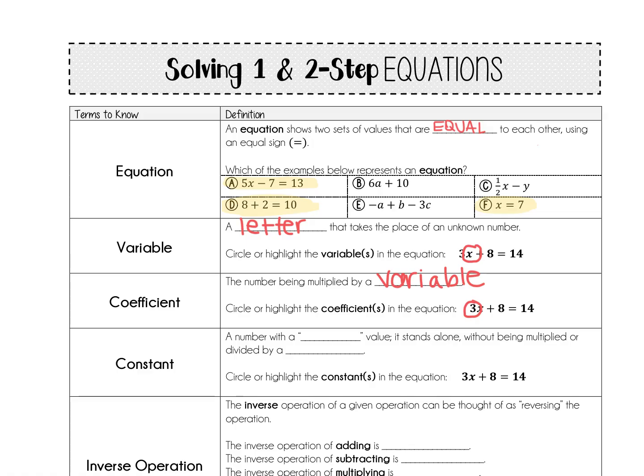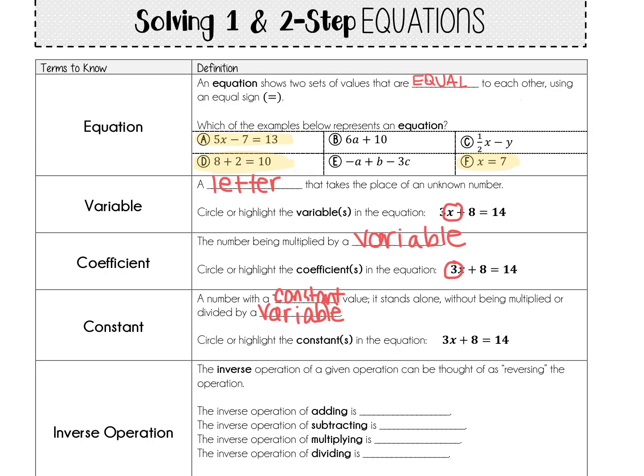A constant, on the other hand, is a number with a constant value. It stands alone without being multiplied or divided by a variable. Let's circle or highlight the constants in the equation. In the equation 3x plus 8 equals 14, we actually have two constants, 8 and 14.